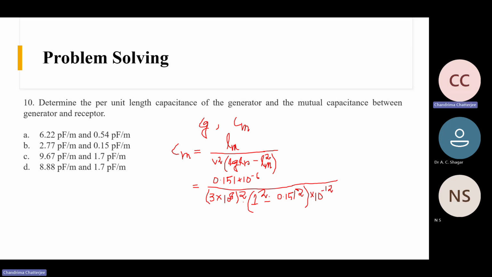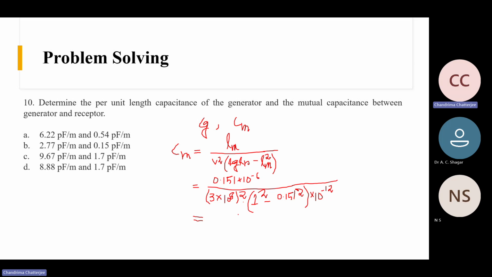Is this clear? So you will have to take care of the units as they are in microhenry, and here we have Lm and here we have Lm square. So it's better that you convert everything in Henry or in meter. If there is any length, you will have to convert it to meter. So that's why here I have put 10 power minus 6. Here it is 10 power minus 12. Okay. Okay, ma'am.